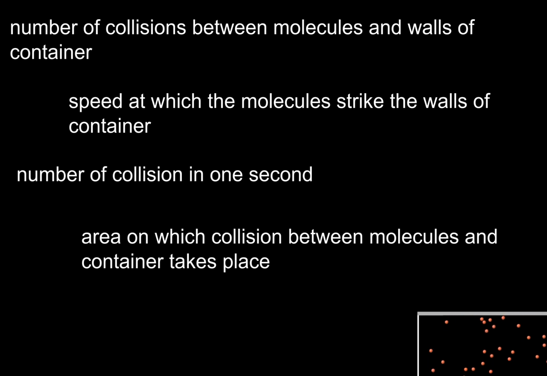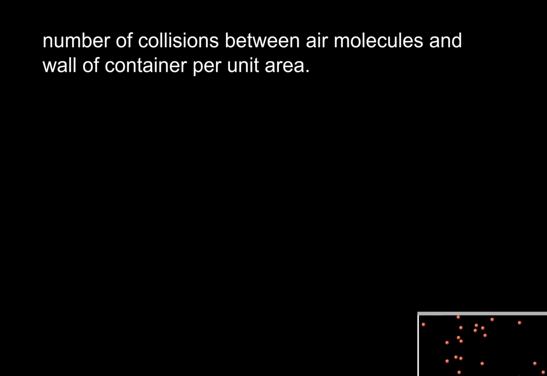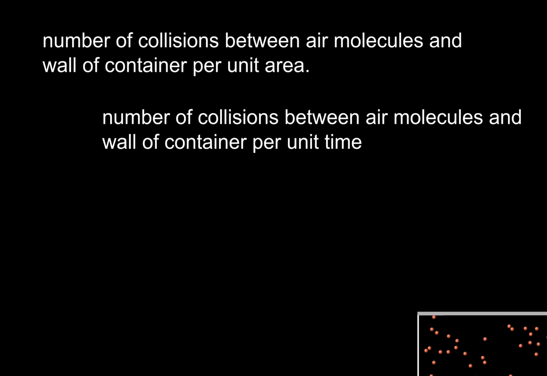Now once we isolate these four things, we can break it down even further. The number of collisions of the air molecules on the wall per unit area gives rise to the gas pressure, and the number of collisions of the air molecules on the wall in 1 unit time. Usually it's 1 second, but I'm going to say 1 unit time also gives rise to the pressure. And the speed at which the molecules strike the wall also gives rise to the pressure.